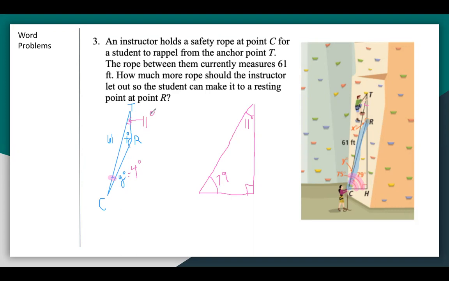And now at this point, that must give us angle R. Angle R is 165 degrees because all three angles must add up to 180. 4 plus 11 is 15. 180 minus 15 is 165. And at this point, now I'm dealing with a non-right triangle to find CR, but I can find CR pretty easily using the law of sines.